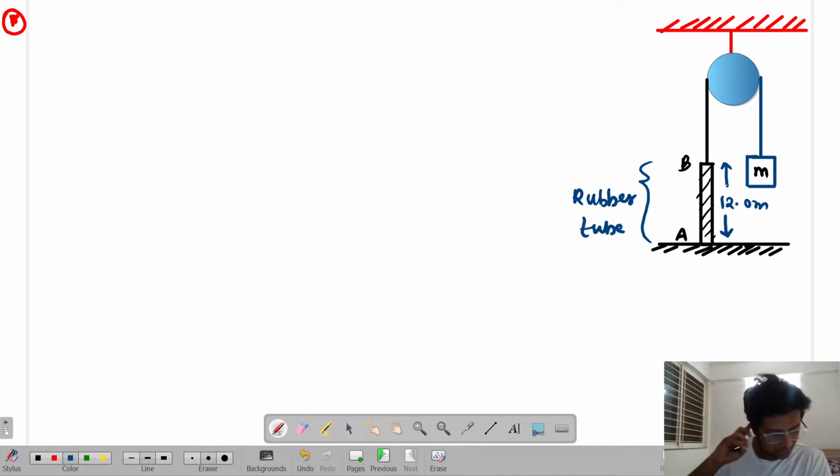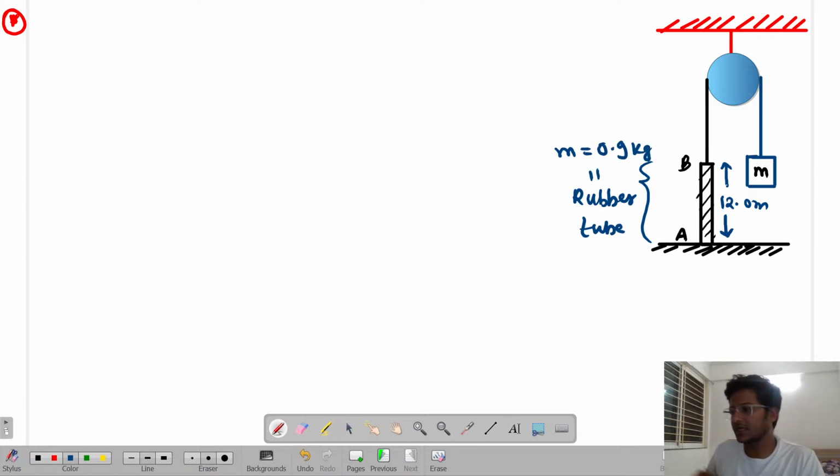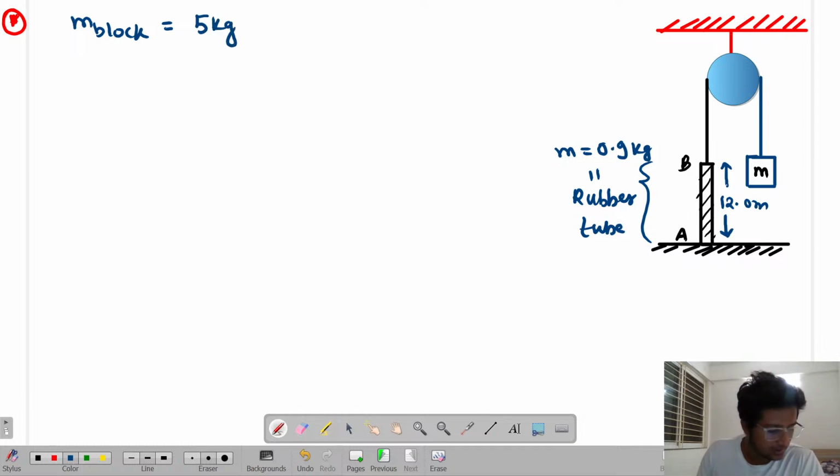The mass of this rubber tube is also given. It is 0.9 kg. If the mass of the block is 5 kg, then I'm just hitting this tube over here. At the end, it's stuck over here.